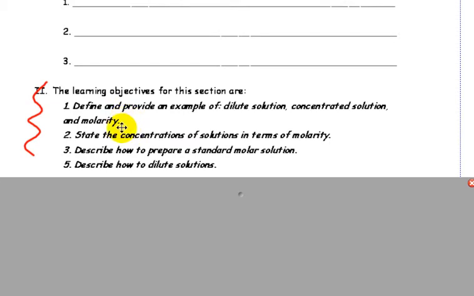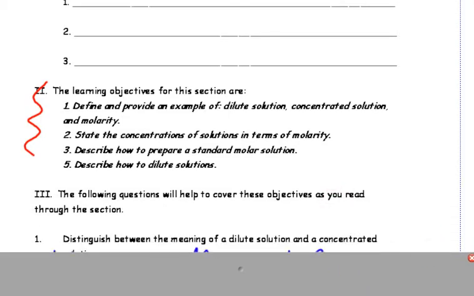So that'll be the first half of the video, and the second half will be looking at preparing standard molar solutions and looking at how to dilute solutions.